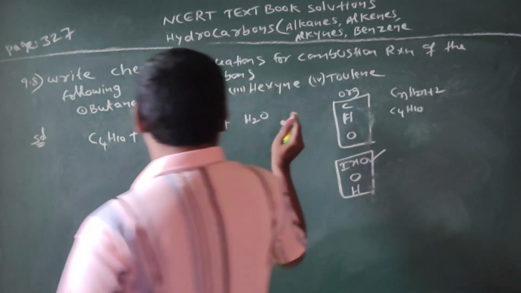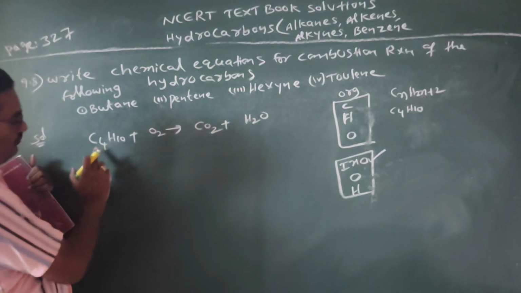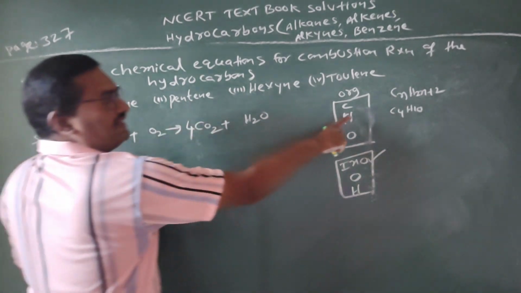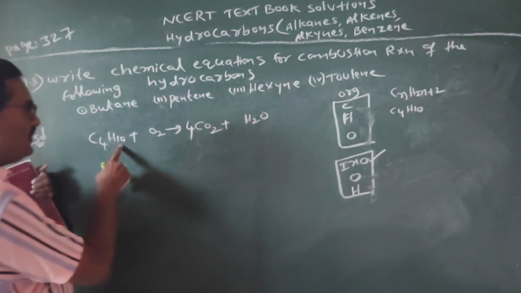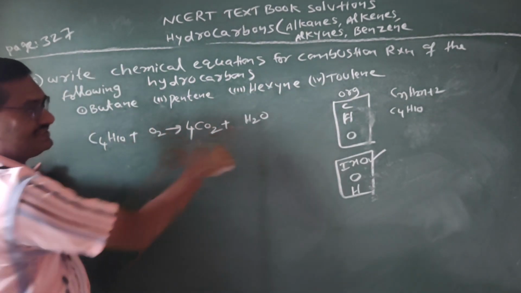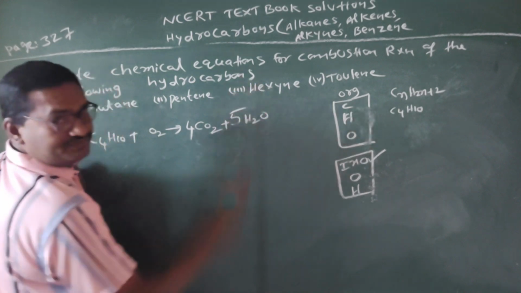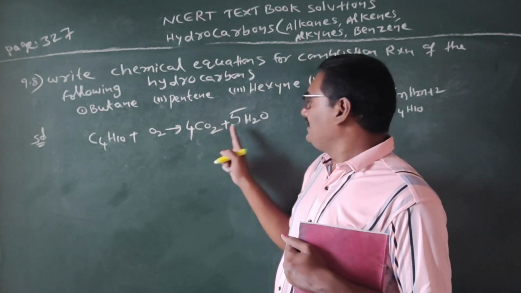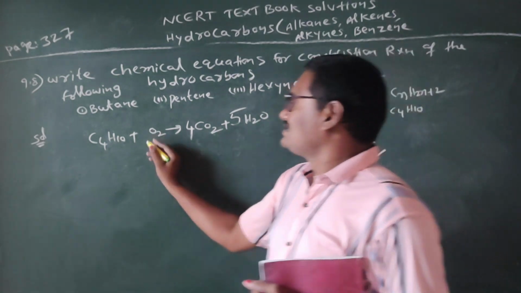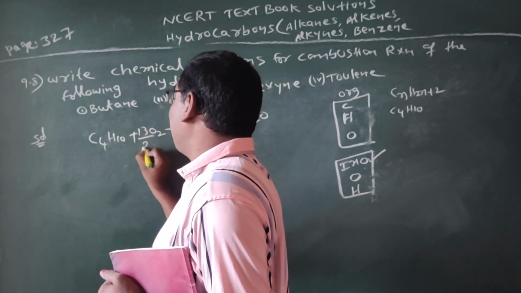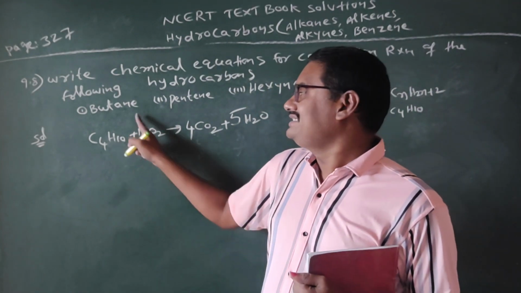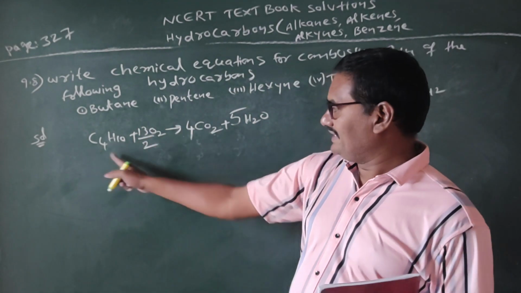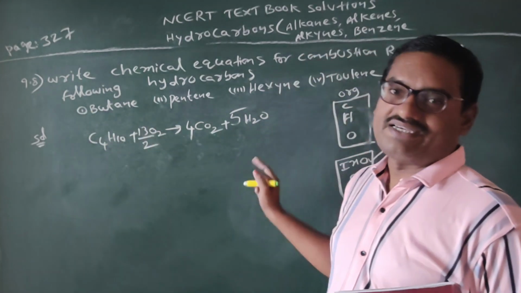So we will balance the carbon first. Here 4 carbons, here 1, so it is 4. Next balance element is hydrogen. Here 10 hydrogens, here 2, so it is 5. Last, balance oxygen. Here 4 into 2, 8, plus 5, 13. So 13 by 2 means 6.5. 6.5 into 2, 13. So it is the butane combustion reaction.